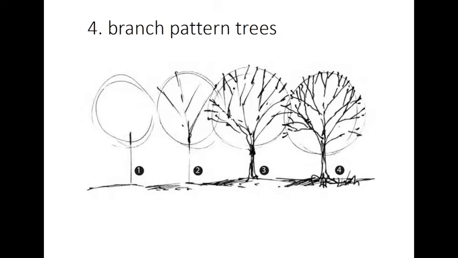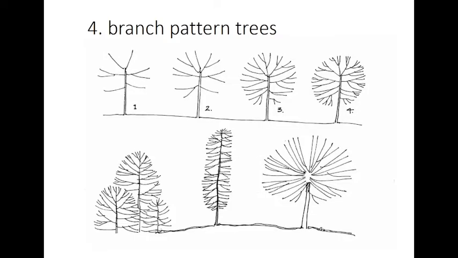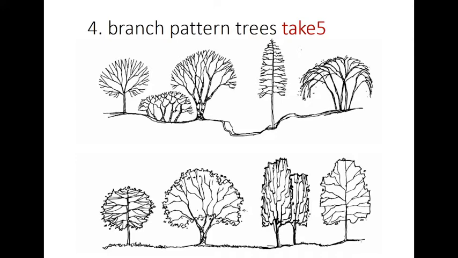Some of my work, I'll take you through some of these steps. We start with the general outline, and then we draw the structure. Other branch pattern trees, again, a central stem with primary, secondary, and tertiary branches. Drawing the tree very similarly to how we draw it in plan. And then kind of a representation of those different trees.